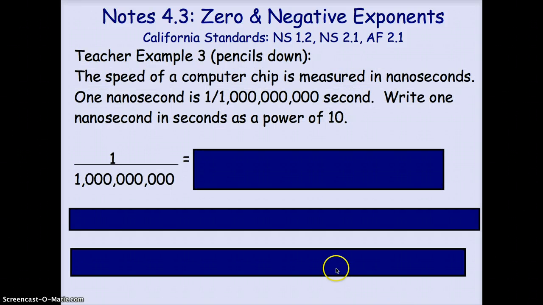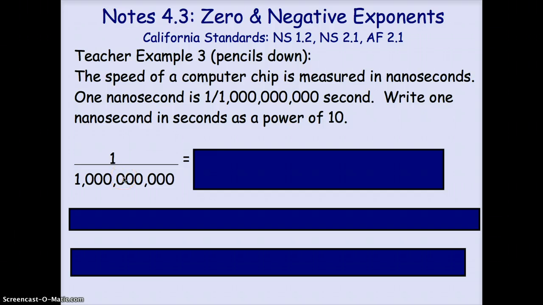Okay. Quick look at teacher example 3. The speed of a computer chip is measured in nanoseconds. 1 nanosecond is 1/1,000,000,000th of a second. Write 1 nanosecond as a power of 10. So we're kind of taking a look at a different direction here. We want to turn into a power of 10, which means we want to have an exponent.